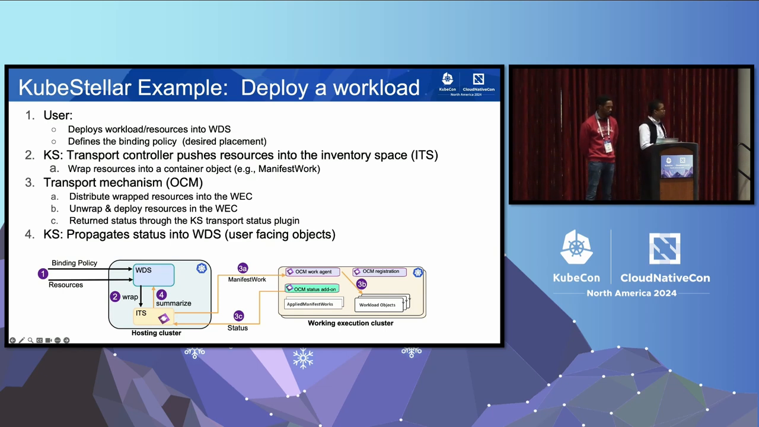Lastly, the status of the deployed workload is propagated back to the WDS, that's the interface that the user interacts with, and then presented to the user. This corresponds to steps 3C and 4 in this picture. So this concludes the end-to-end workflow of how you can use KubeStellar to deploy a workload in a remote cluster. Now I'm going to hand over to Gloire, who will describe how we use both KubeStellar and the software-defined farm paradigm to build our framework for data analytics at the farm.